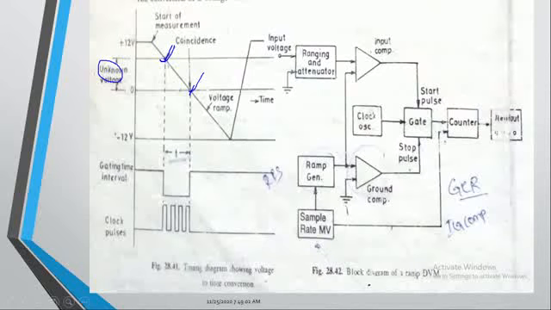Within this delay between the two marks, I'll feed the pulses to the counter. How many pulses are counted by the counter within this period, from the matching point to the zero level crossing of the ramp signal? That is the voltage of the unknown signal.